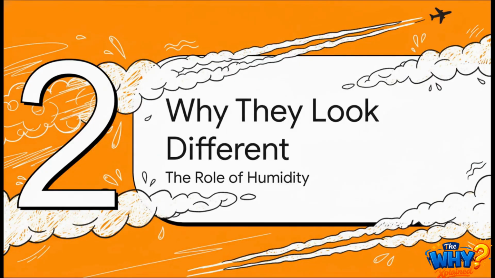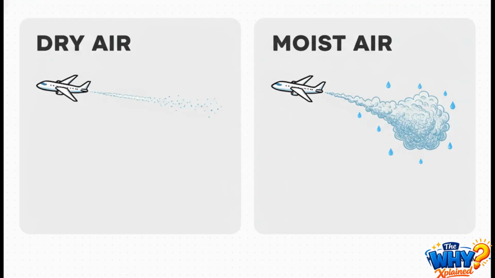Okay, so that explains what they are, but why do some of them vanish in just a few seconds while others seem to hang out all day? Well, the answer to that has everything to do with how much moisture or humidity is in the air way, way up there. It all comes down to one single variable, humidity.